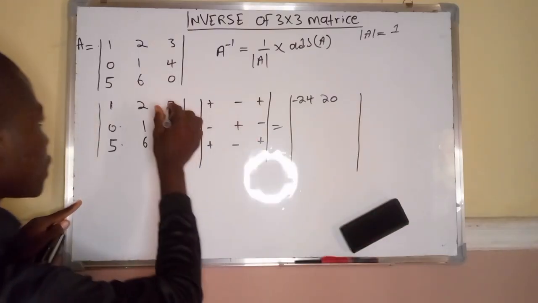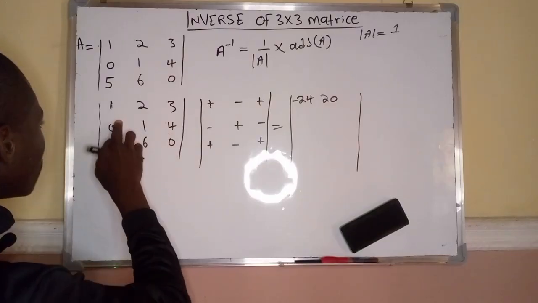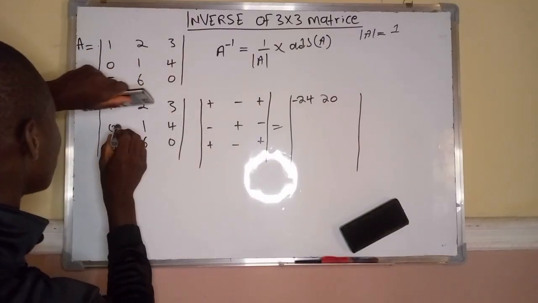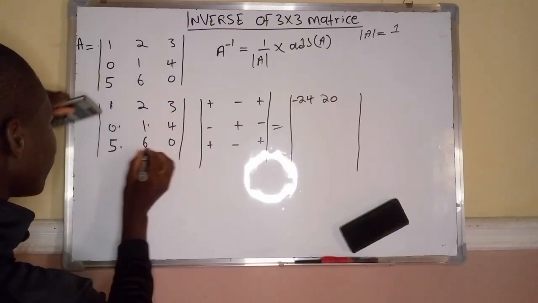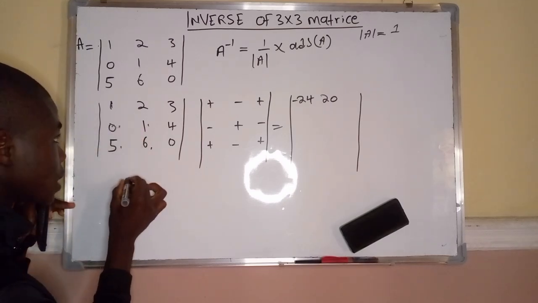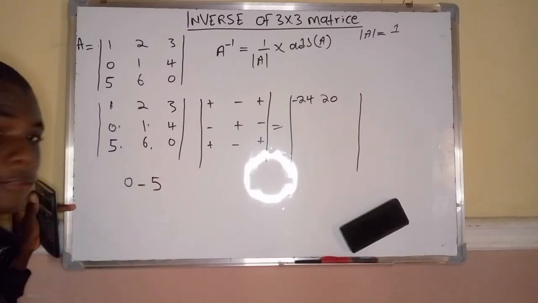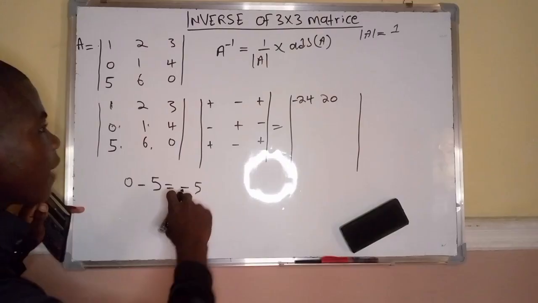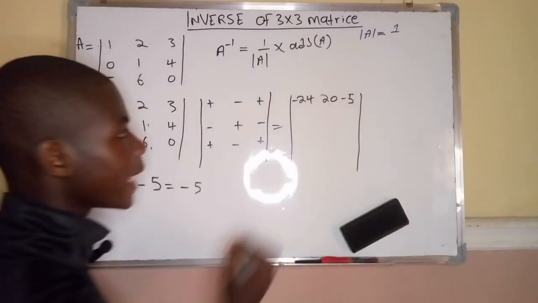Therefore, let me move to the 3. If I say 3, I will delete this, I will delete this. I'm left with 0, 0, 1, 0, 1, 5, and 6. 0 multiplied by 6 is 0, minus 5 multiplied by 1, which is 5. Therefore it is equal to minus 5. Minus 5 multiplied by the positive sign, I will still have negative 5.